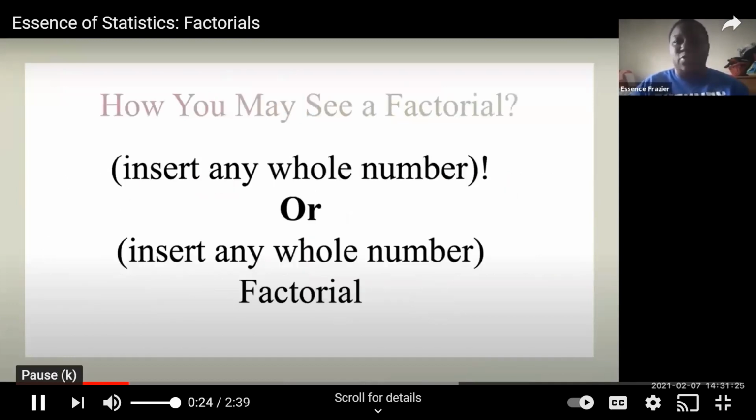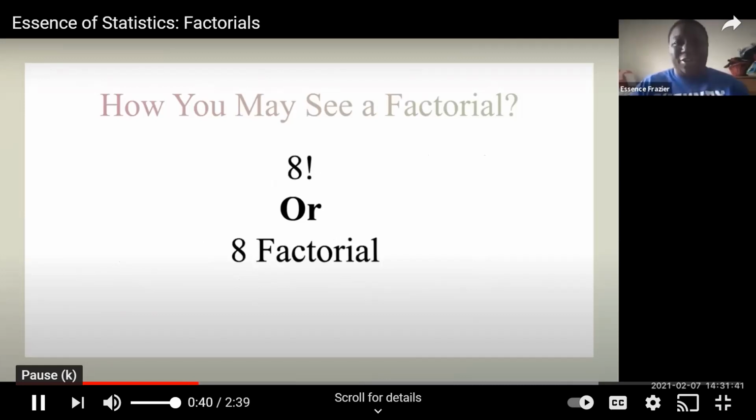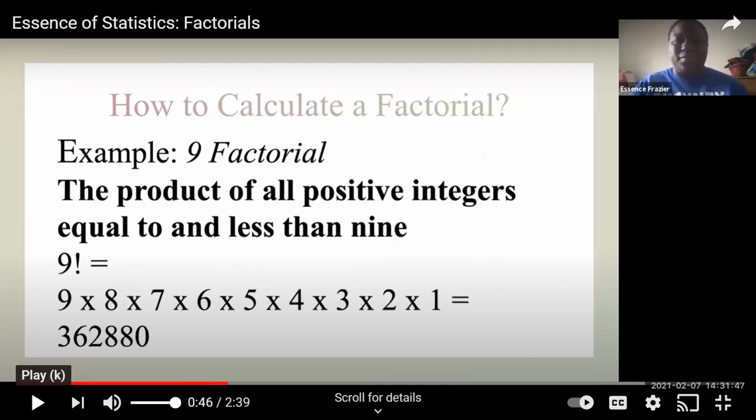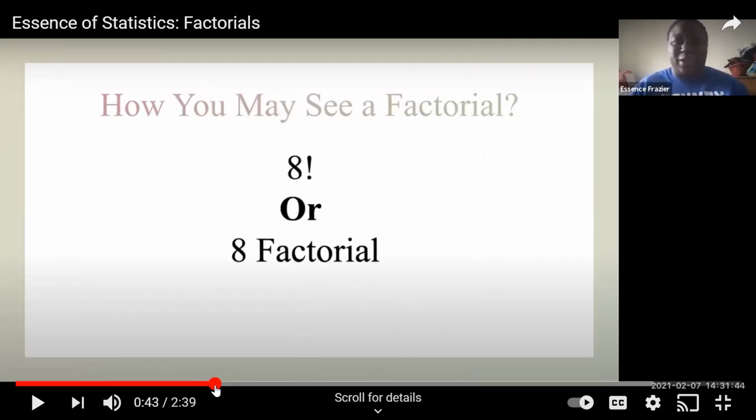So there are 2 main ways that you may see a factorial listed in your textbook. The first way is by having a positive whole number followed by an exclamation point, and the second way is another positive whole number followed by the word factorial. Now, by using the number 8 as our example, you can see the 2 different ways that you may see the factorial listed in your textbooks.